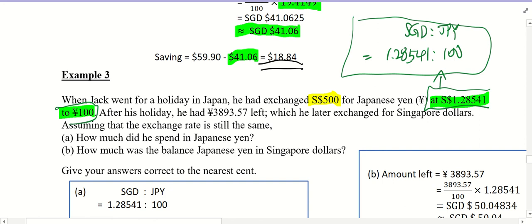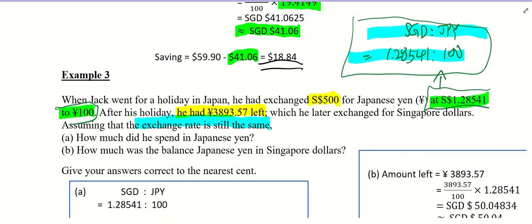Immediately note down. After the holiday, he has this much yen left. He came back to Singapore with this much yen, and then he exchanged for Sing dollars. So we are assuming the same exchange rate, right? So we are not dealing with another rate. So this exchange rate here is still applicable after he comes back. All right. So how much did he spend in Japanese yen?